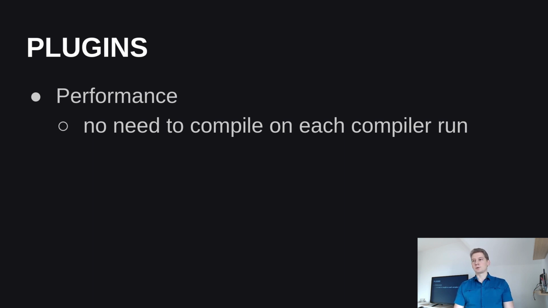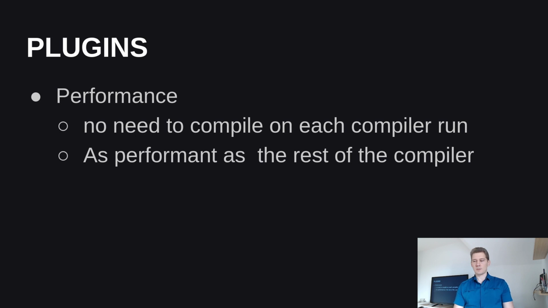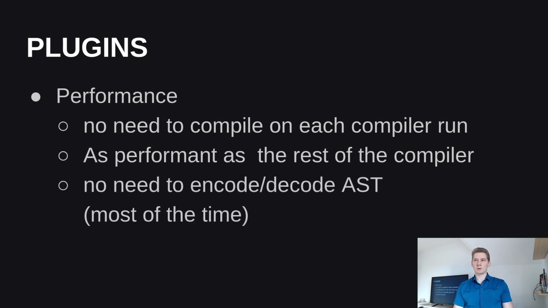And they run at full native speed, as fast as other parts of the compiler. And they don't need the compiler to encode or decode the abstract syntax tree most of the time, because plugins still have to be executed from macros, and that's when you may want to pass the abstract syntax tree to a macro or back from a macro. But if you don't need to pass nodes to and from macros, then you're fine.